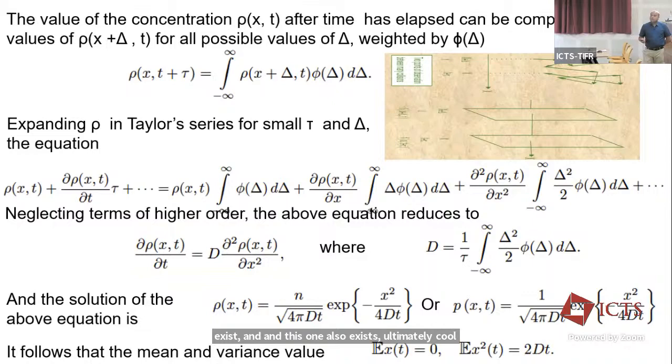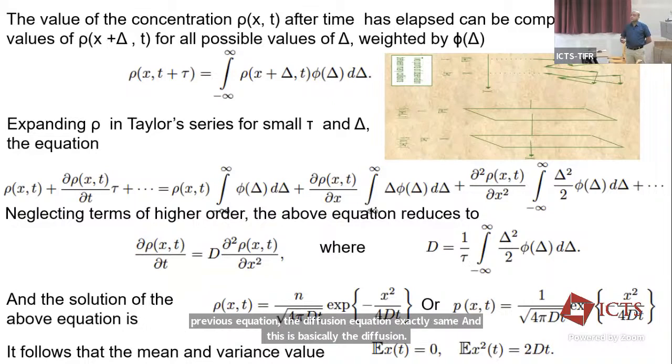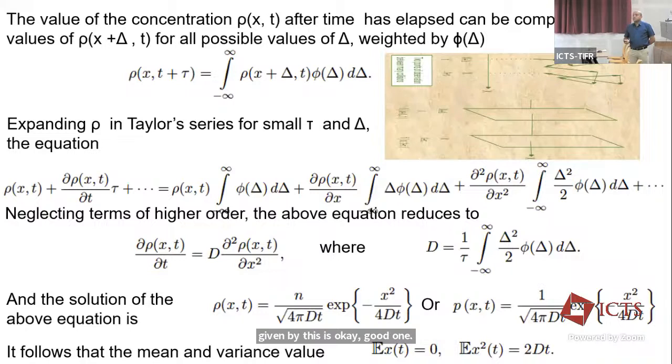If we impose those conditions, then ultimately you will be getting this rho(x). This one is the normalization condition, so it will be one, and this is the even function, so it will be zero, and this will exist. Ultimately you will be getting this equation, where this D you can write in integral form like that. You see, the functional form of this equation and the previous equation, the diffusion equation, is exactly the same. This is basically the diffusion equation, where the diffusion constant is given by this integral. Okay, that one. The solution of this diffusion equation is quite easy.